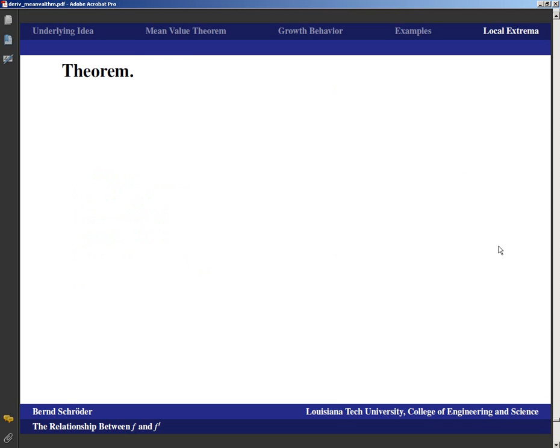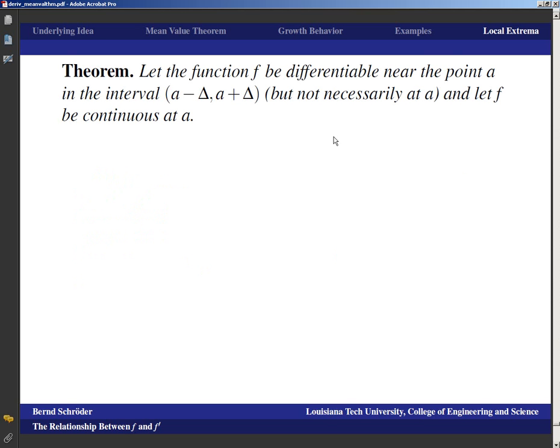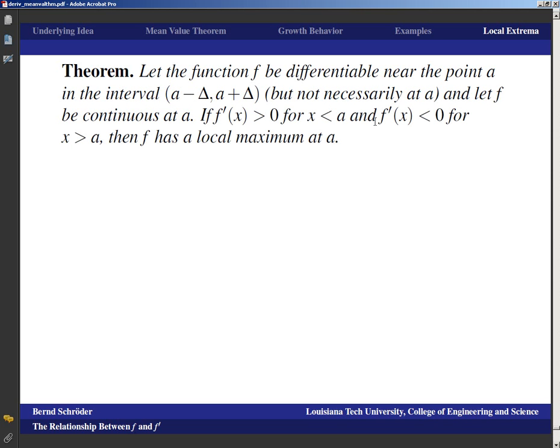Okay, with that, we can talk about extrema one more time, because what we've seen is that basically an extremum is where you change from increasing to decreasing, or from decreasing to increasing. And so that is something that we can also work out here. Again, for extrema, we need a little bit of wiggle room to the left and to the right. We don't necessarily need that the function is differentiable at a, but it needs to be continuous there.